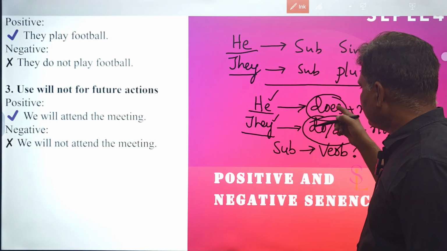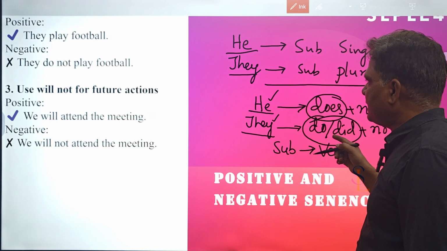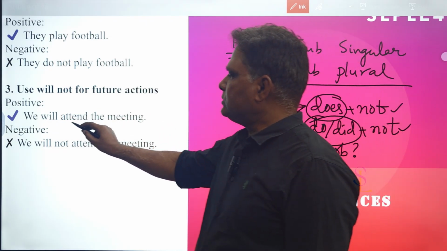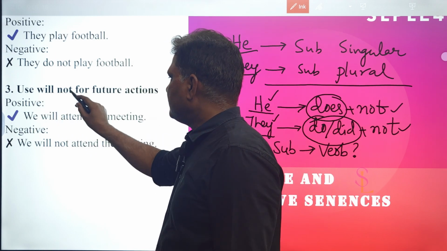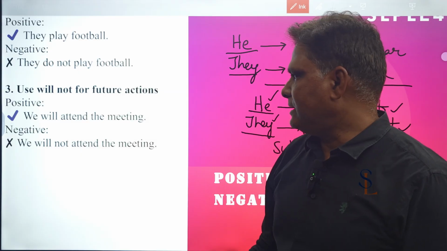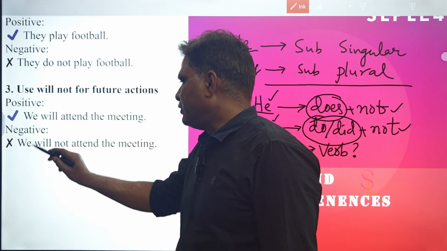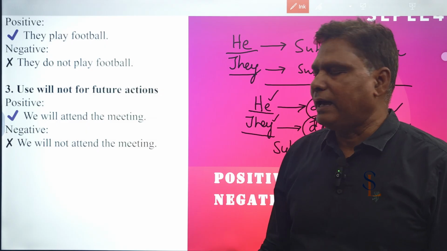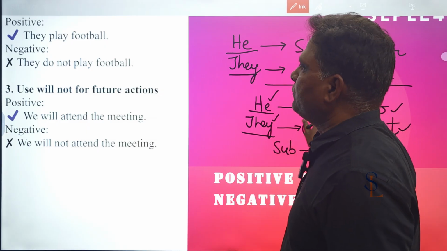So when you take another rule, use will not for future actions. All these things, this is present and this is past. And what about future? Use will not for future actions. We will attend the meeting. We will not attend the meeting. So here we use will plus not and attend the meeting. That's how we need to use it.